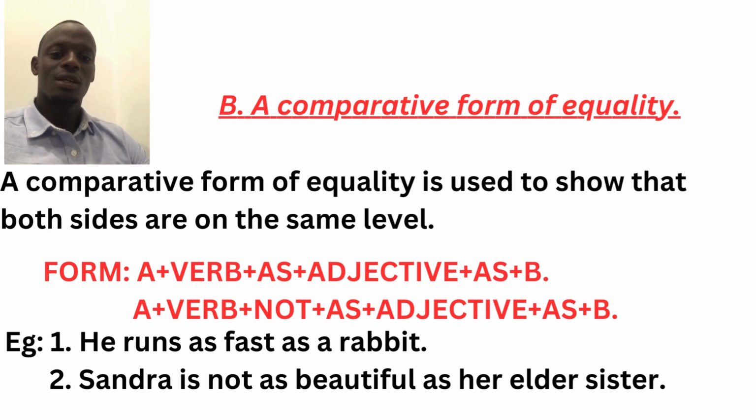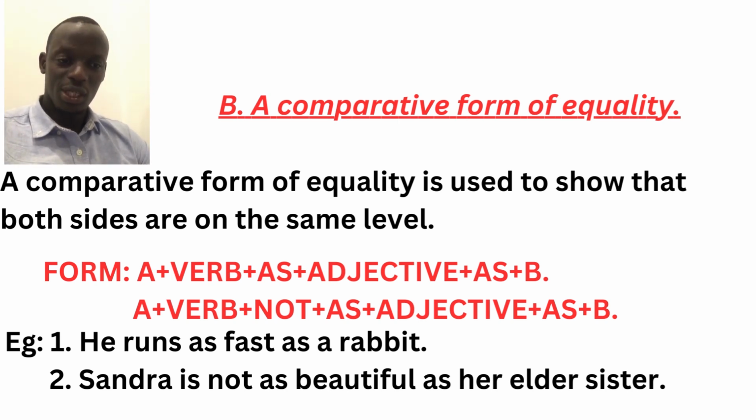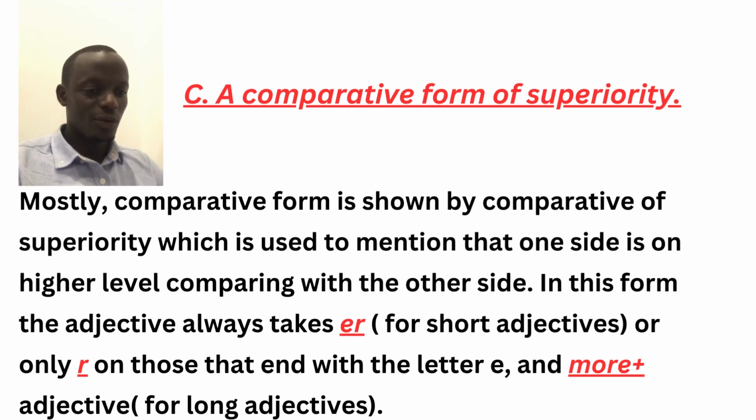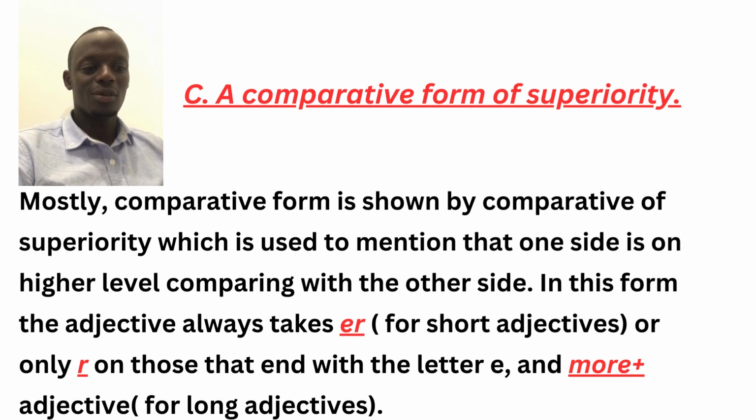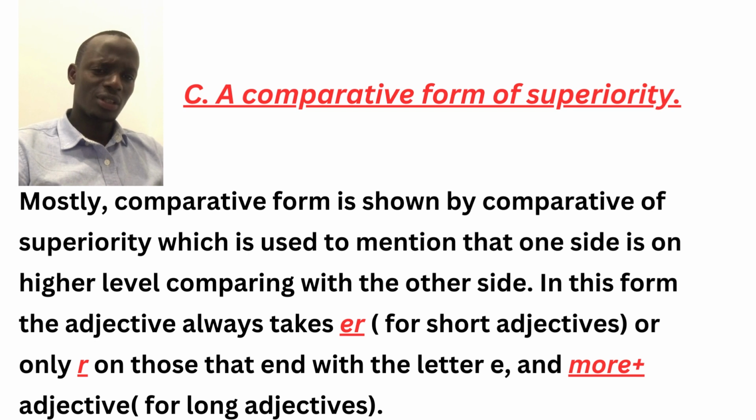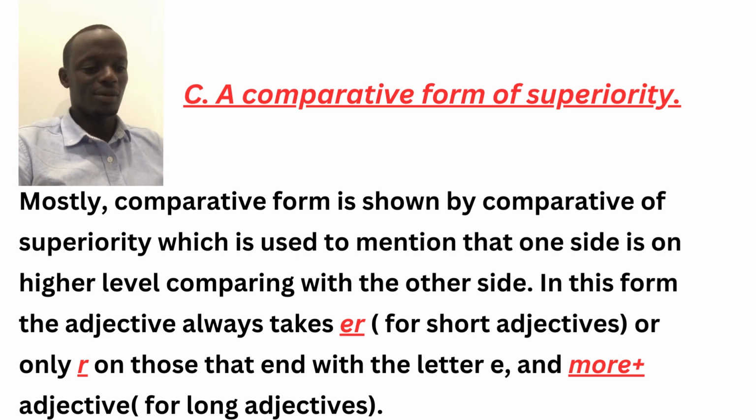Let's go to type 3 of comparative, which is comparative form of superiority. On this form, we say that mostly comparative form is shown by comparative of superiority, and here we show that one side is on a higher level compared with the other side, a higher level, okay? We talked about less level, same level. This time around, it's higher level, okay?